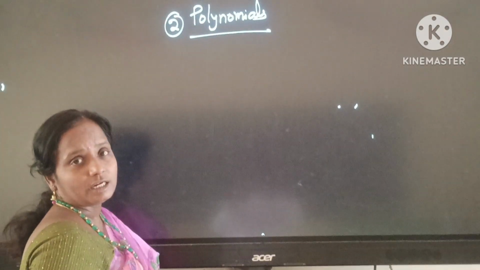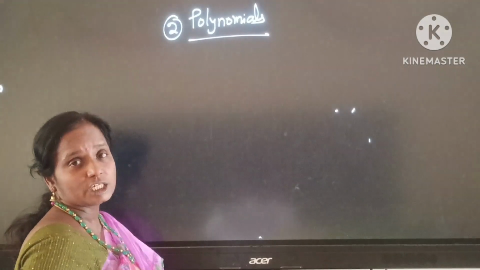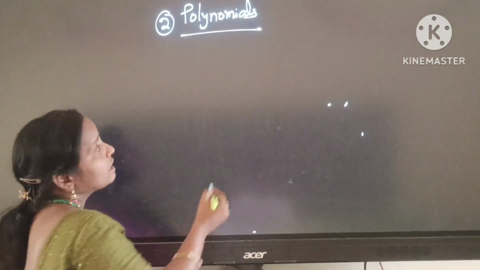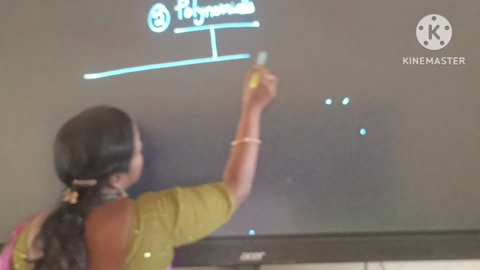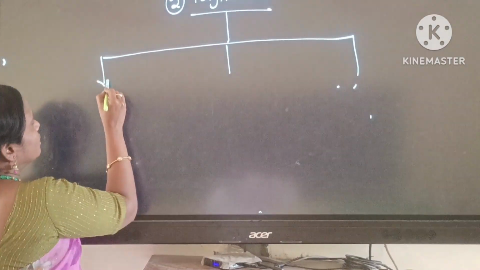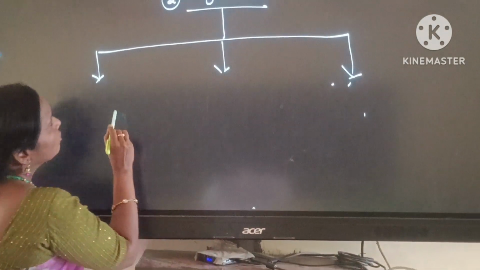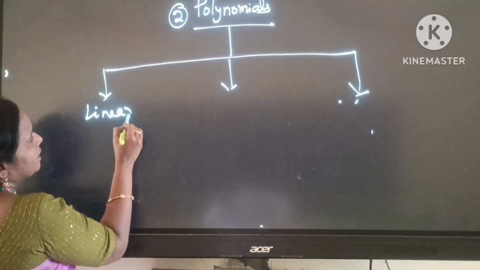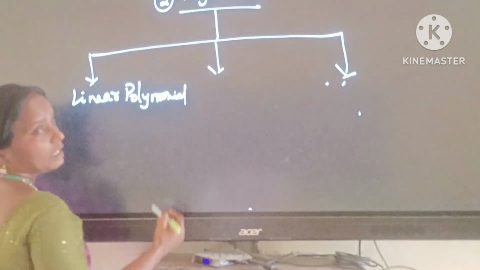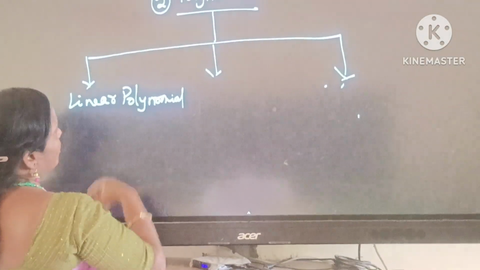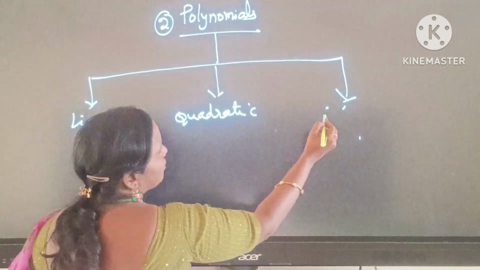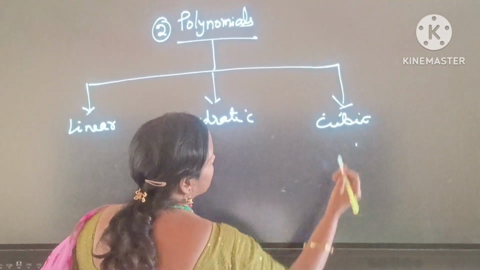What is a polynomial? An algebraic expression whose exponents are positive integers is called a polynomial. According to the syllabus in our textbook, polynomials are divided into linear polynomial, second one is quadratic polynomial, third one is cubic polynomial.